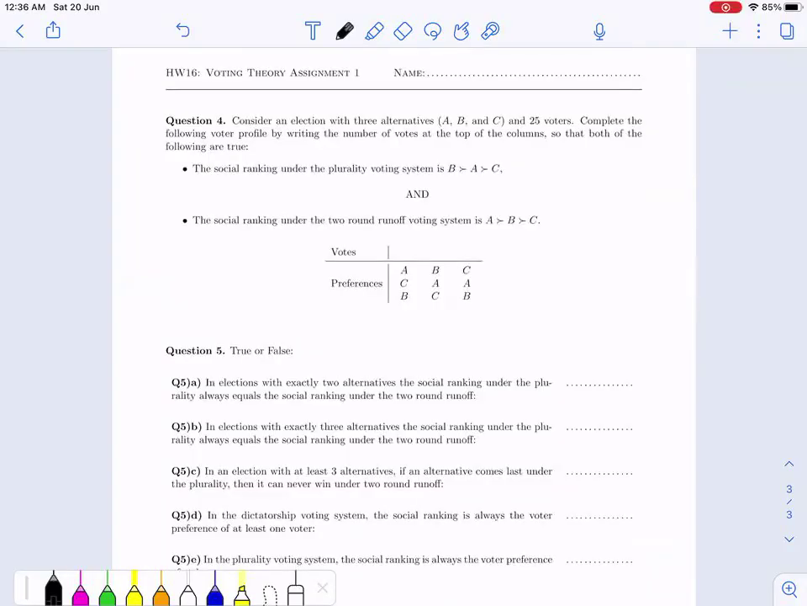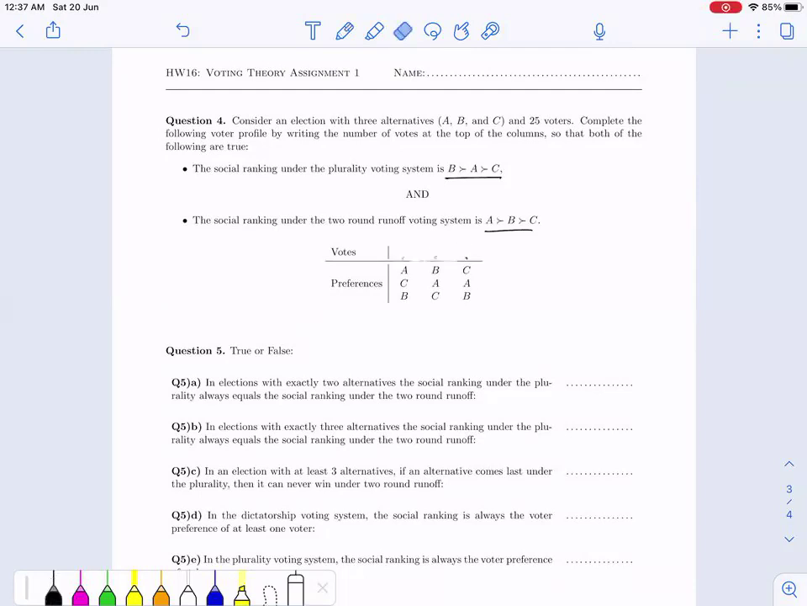Okay, now this is one example where you can probably see how plurality ranking can be changed if you do a two-round runoff instead of plurality. You're given this profile, and you want to fill in the number of votes for each of these preferences so that under the plurality voting system, B wins over A and A wins over C. And under the social ranking system, A wins over B and B wins over C. So clearly C needs to have the least number of votes.